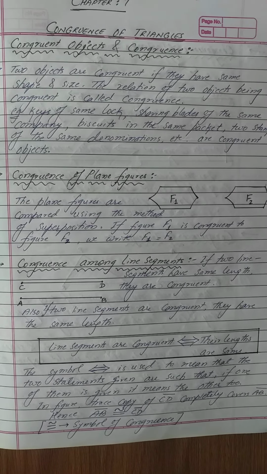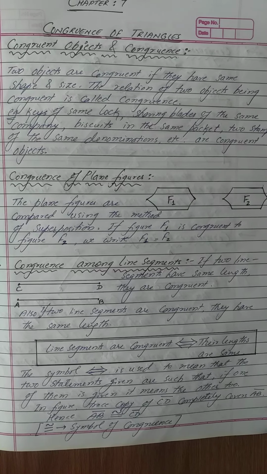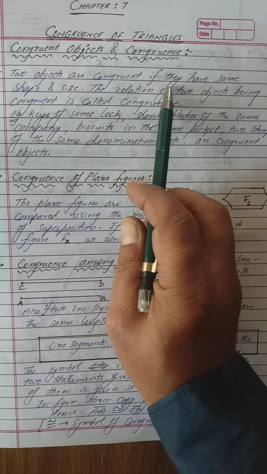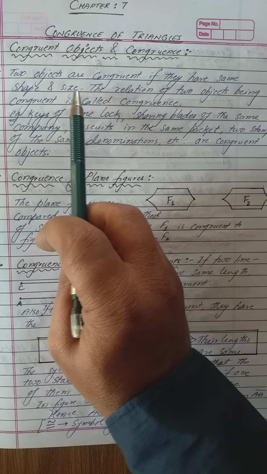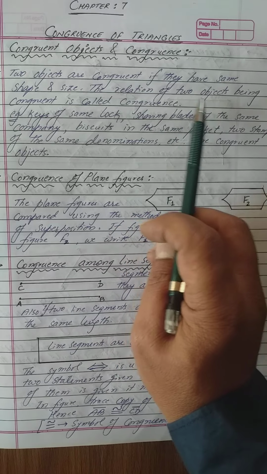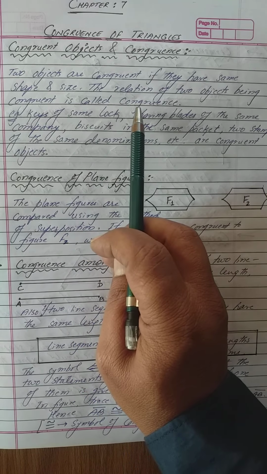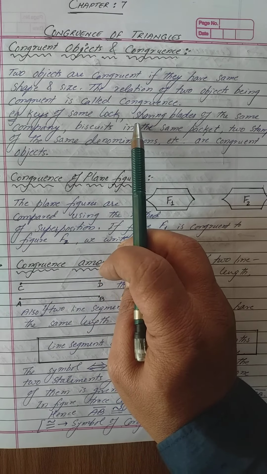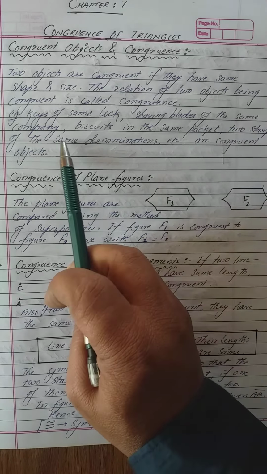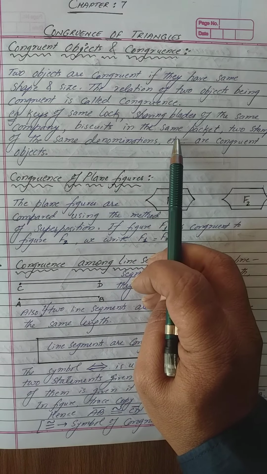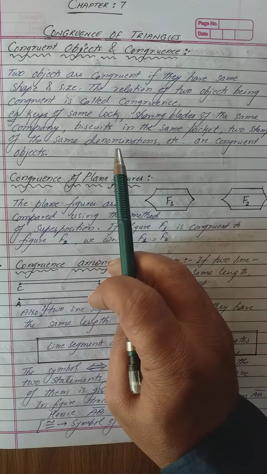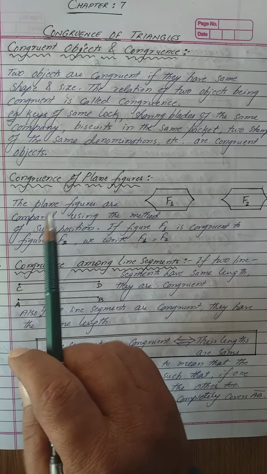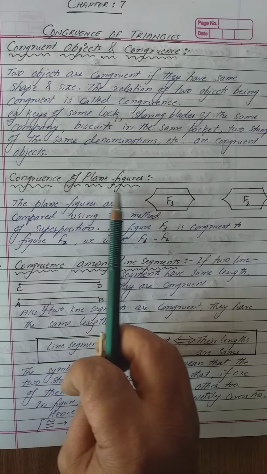Congruence of triangles. What do you mean by congruent? Two objects are congruent if they have the same shape and size. The relation of two objects being congruent is called congruence. For example, keys of the same lock, shaving blades of the same company, biscuits in the same packet, two stamps of the same denomination, etc. are congruent objects.